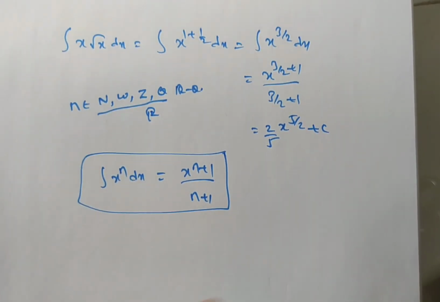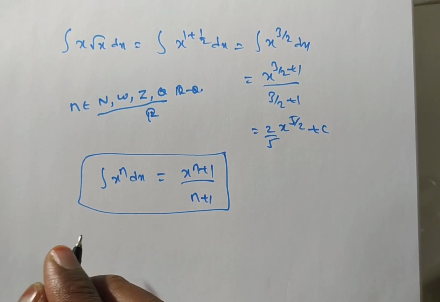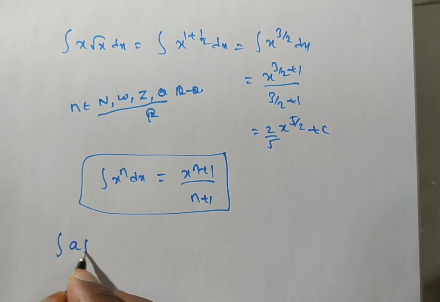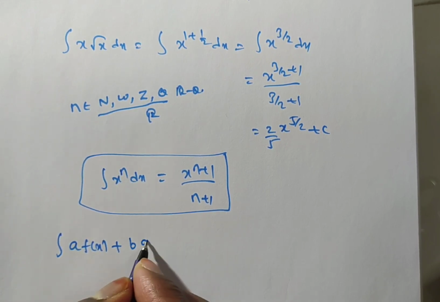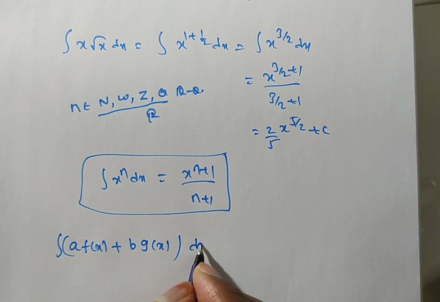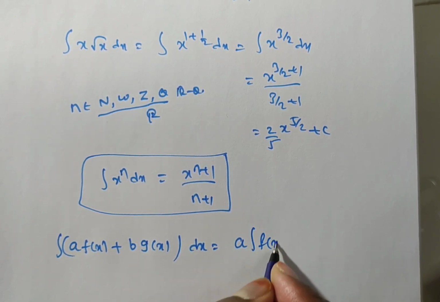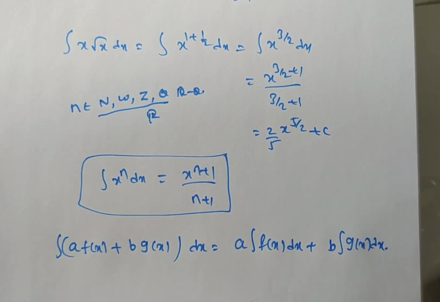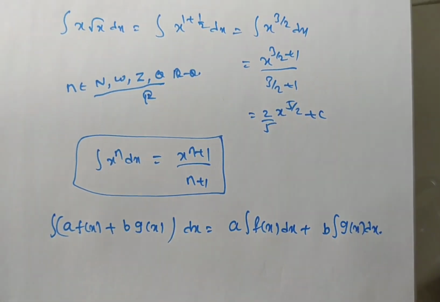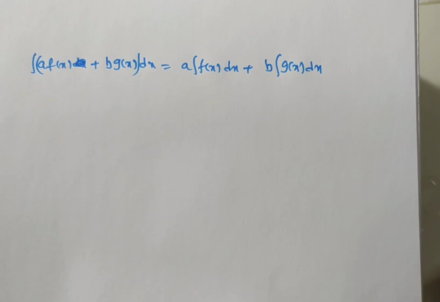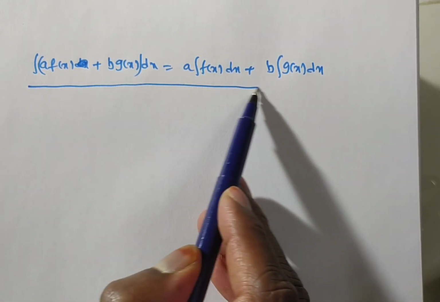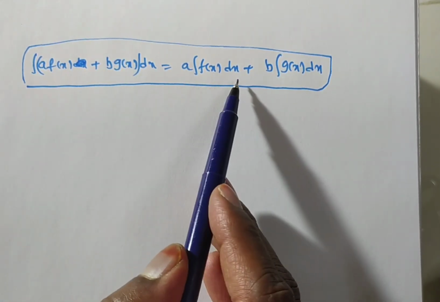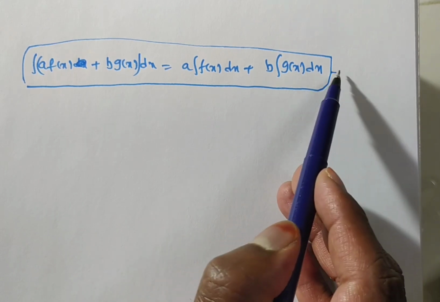Now you see, for example, we have some properties, linearity properties, for the indefinite integral. That is, integral of a times f of x plus b times g of x dx is equal to a times integral of f of x dx plus b times integral of g of x dx. So one example I am going to solve based on this. Of course, plus c you can write.